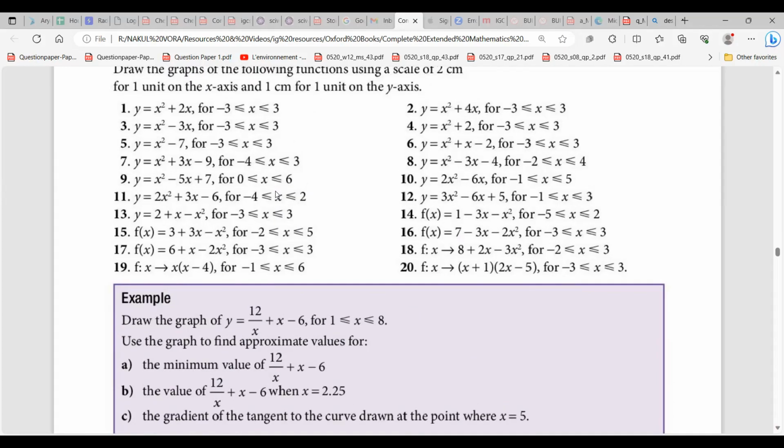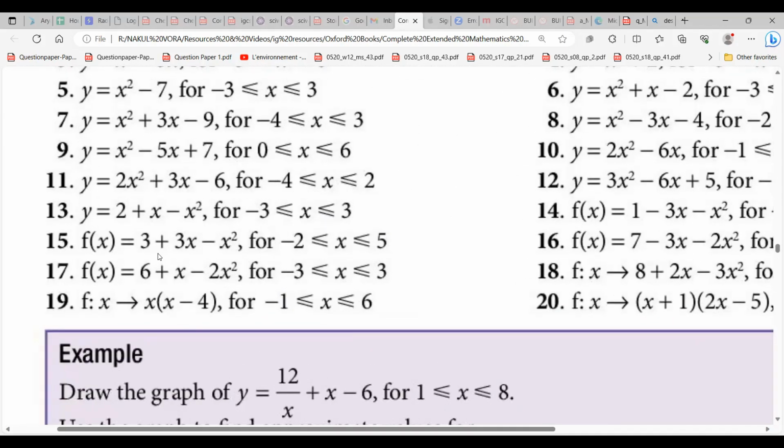Let me just show you how to solve the 15th question now. Can you see 15th is a bit different? They're using the word f of x. What are they using? f of x is equal to 3 plus 3x minus x square. Can you plot such a thing?